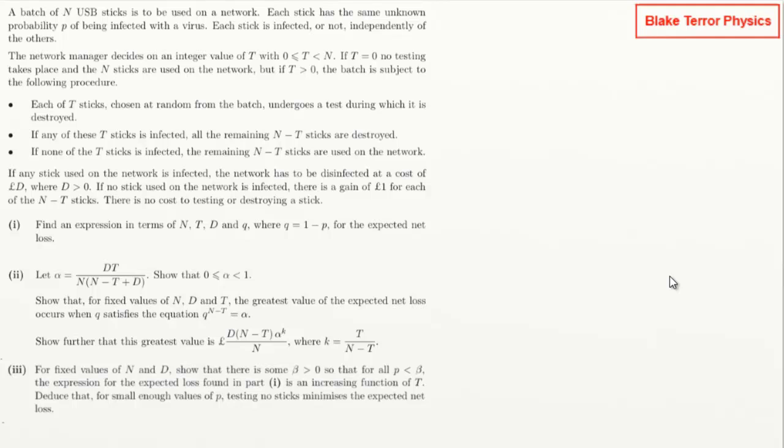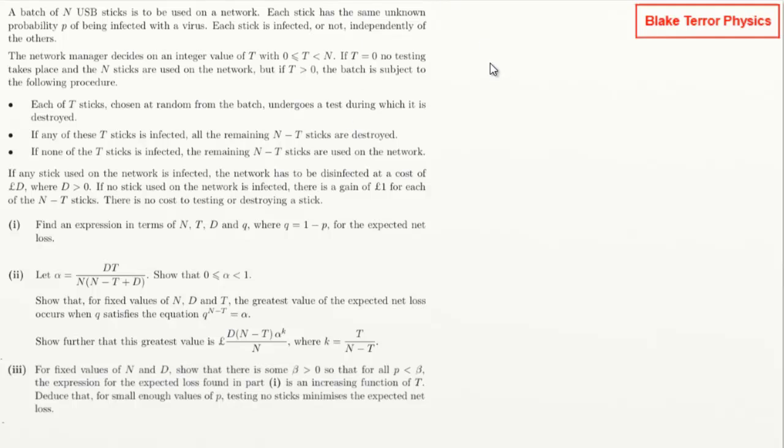If any stick used on the network is infected, the network has to be disinfected at a cost of D pounds. D is greater than 0. If no stick used on the network is infected, you get £1 for each of the N minus T sticks. There's no cost of testing or destroying. Right, so let's just try and unpick some of this. That's a lot of information.